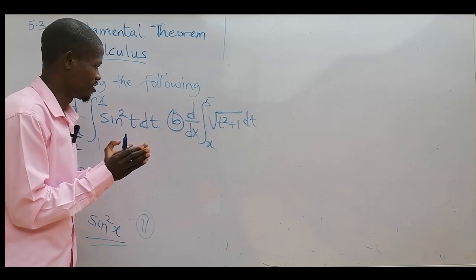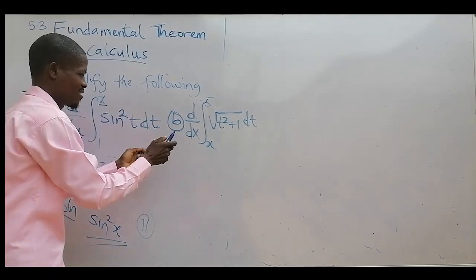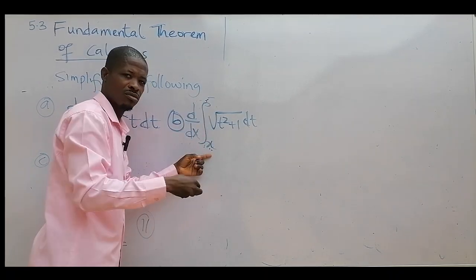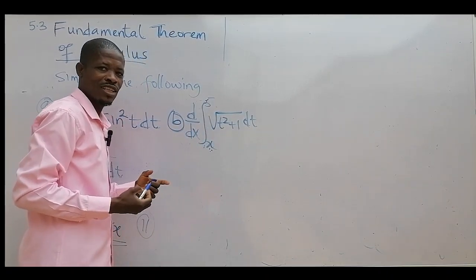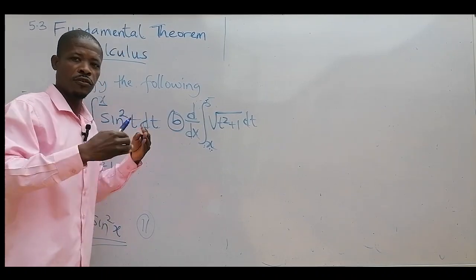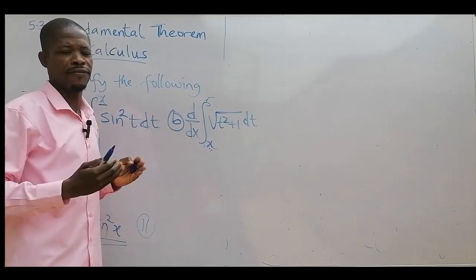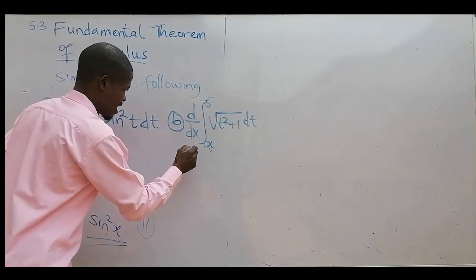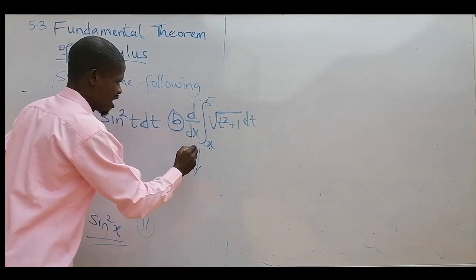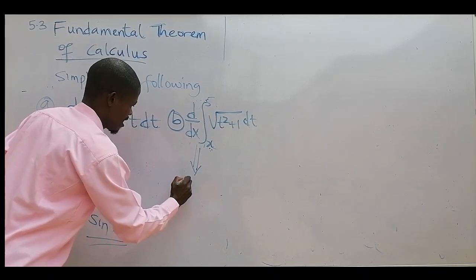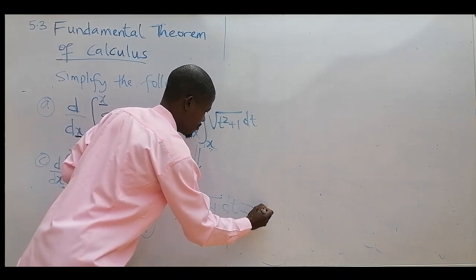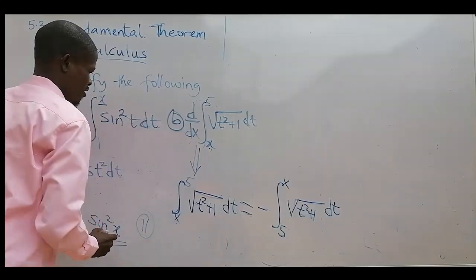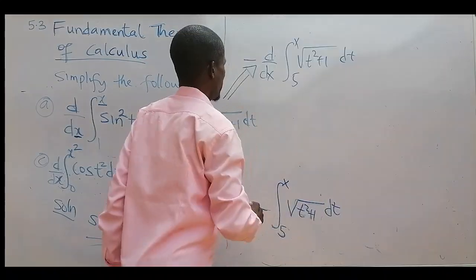The second one is just a little illustration we are going to make here. We expect the variable to be on the top, but the variable is at the bottom, at the lower limit. So we are going to force it to obey the rules of derivatives of integrals. We are going to first of all solve this one. So this will be equal to minus the integral, then you can swap the lower and the upper limit.